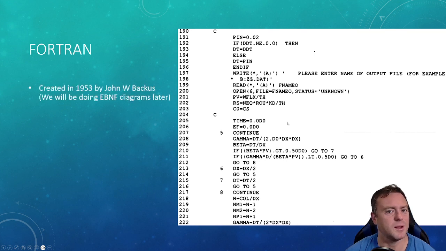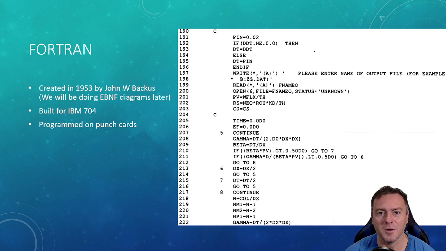It was created in 1953 by John Backus, who developed EBNF diagrams, which if you continue studying computer science, you'll definitely come across those. It was built for the IBM 704. It was programmed on punch cards, so you could actually program it on those punch cards, which is pretty cool. And it introduced statements, so having those lines of code made it a bit easier for a human to read and understand what was happening.